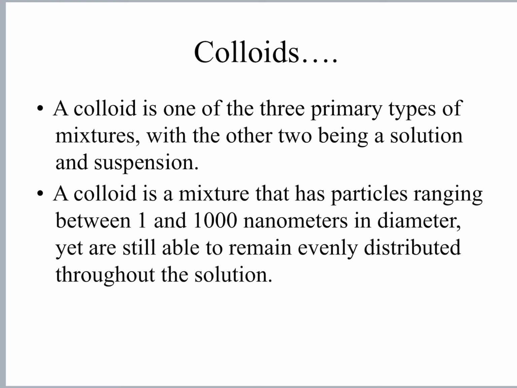Suspensions are those mixtures which we can see with the naked eye. The particle size is very large and we can see it with the naked eye. Colloids are where the particle size varies from 1000 angstrom units to 10 angstrom units. These colloid particles we cannot see with the naked eye. Suspensions are heterogeneous mixtures. Colloids are also heterogeneous mixtures.